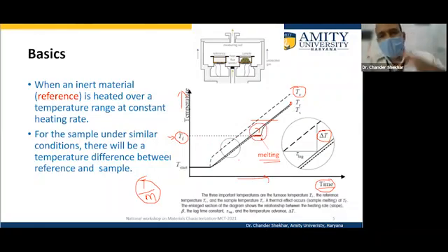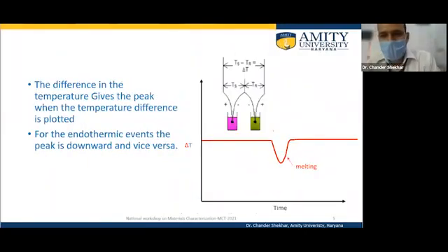Okay, but if we don't have the inert sample, then the resolution of this event is not that good. So if we have the reference, we can simply subtract the temperature of the reference and the sample, which are being monitored simultaneously, and what we end up having is something like this. So this is the delta T.